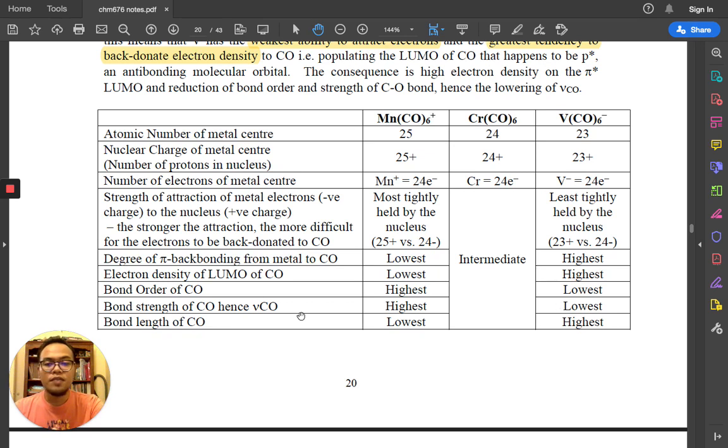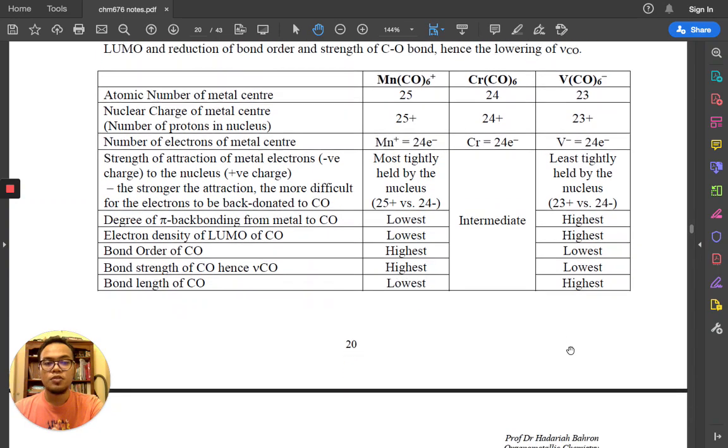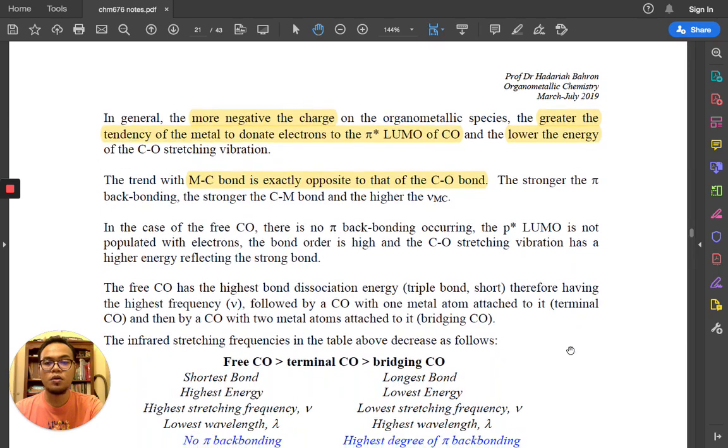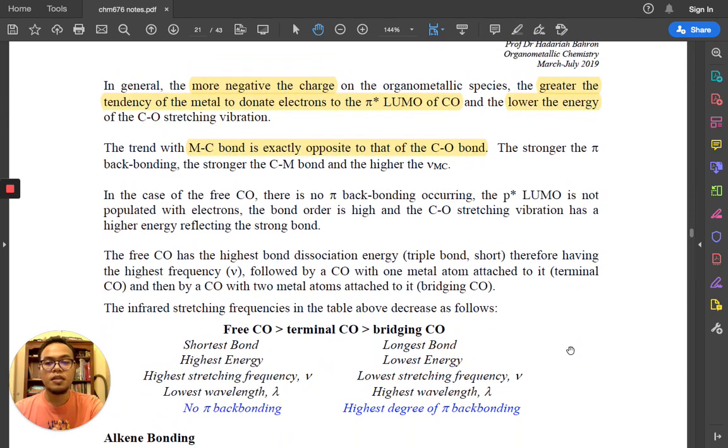So the bond strength of your carbonyl in vanadium would be lower, because there are a lot of electrons in your LUMO. So the bond length of your carbonyl in vanadium will be higher. Okay, so I hope you do understand this. If you don't, please ask me the questions later, a little bit more on this particular part.